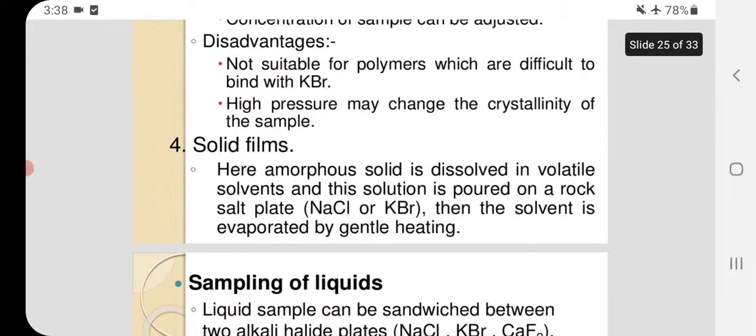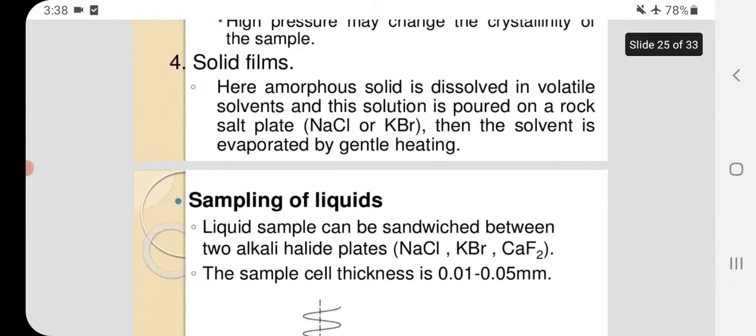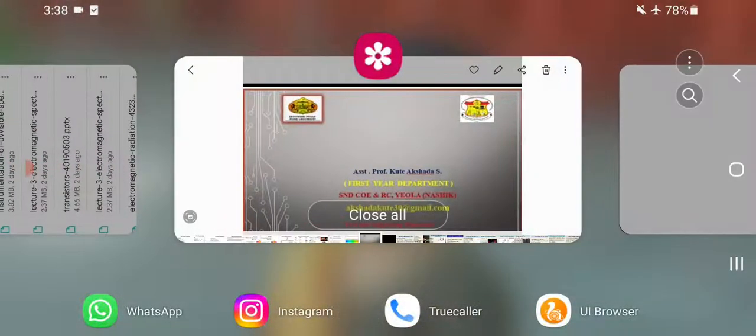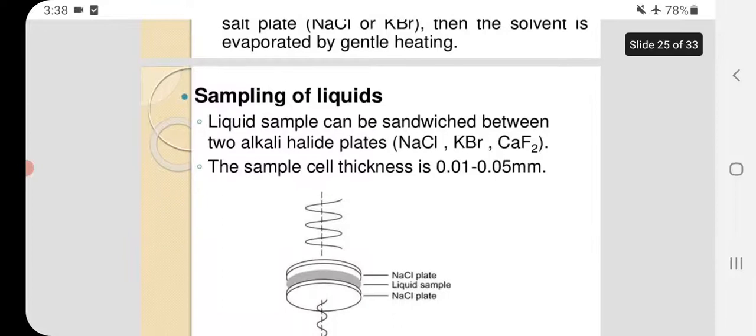Fourth, solid films. Here an amorphous solid is dissolved in a volatile solvent and this solution is poured on a rock salt plate, then the solvent is evaporated by gentle heating. Sampling of liquids. Liquid sample can be sandwiched between the alkali halide plates. The sample cell thickness is 0.01 to 0.05 nanometer.